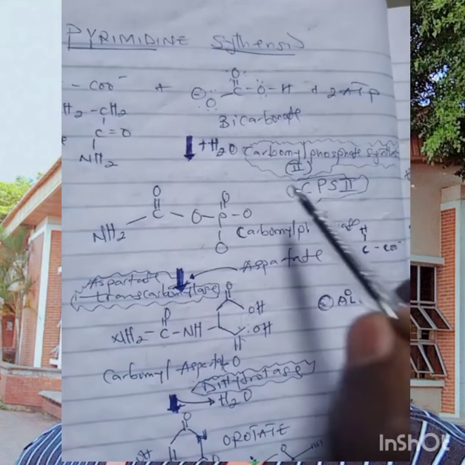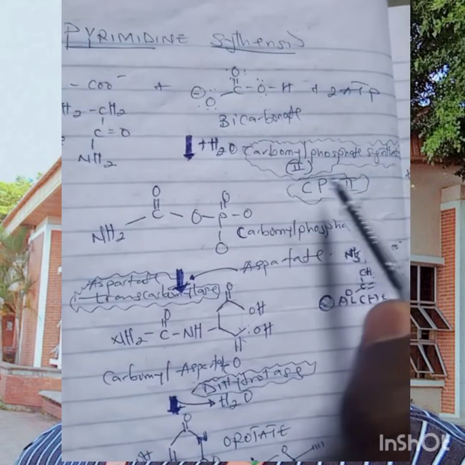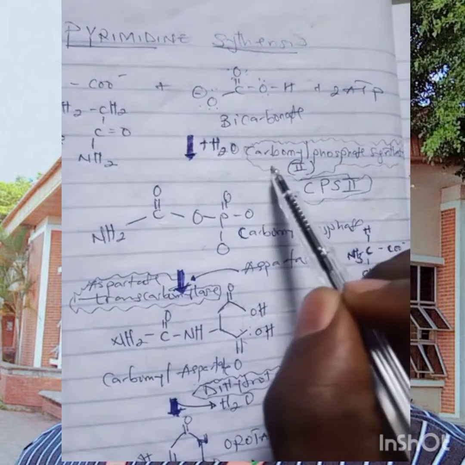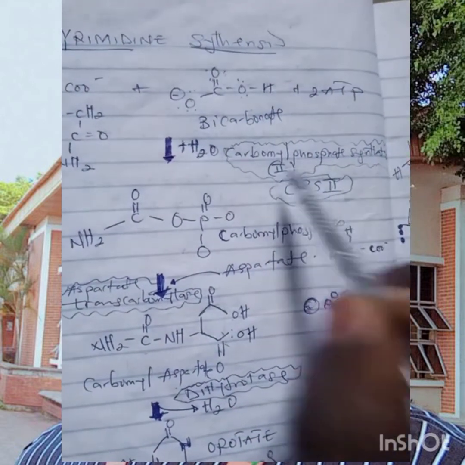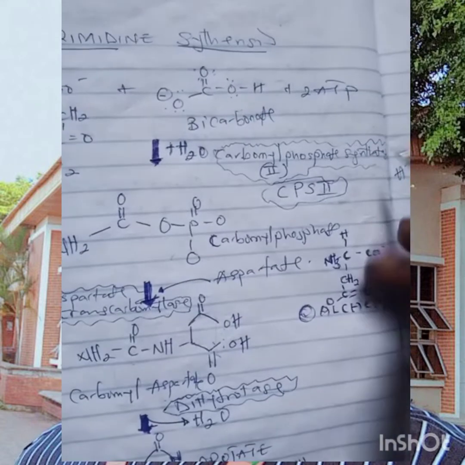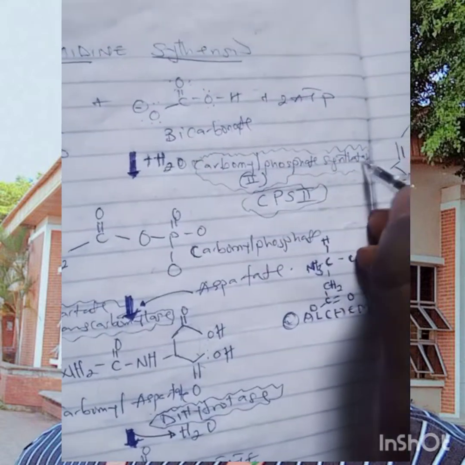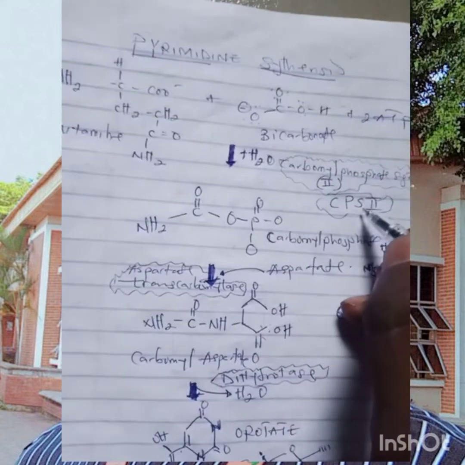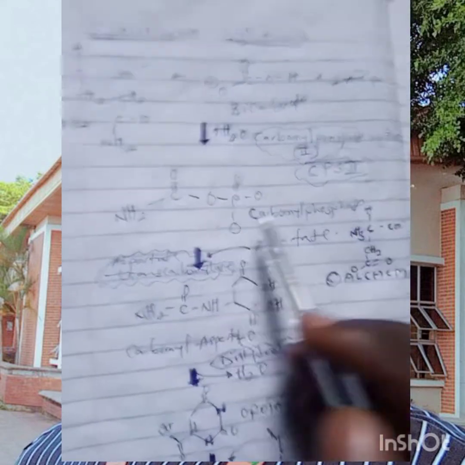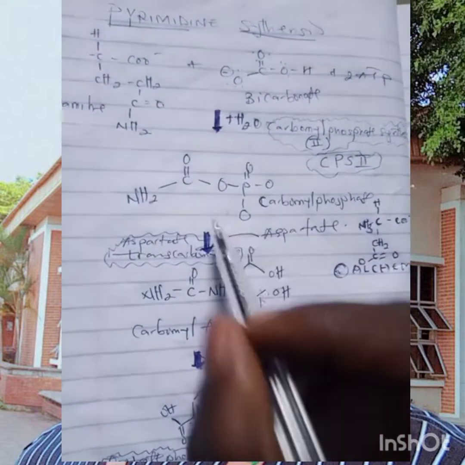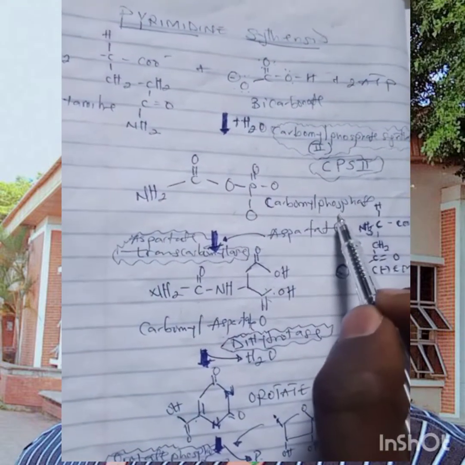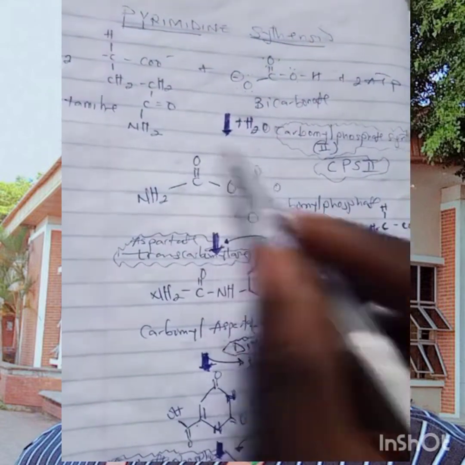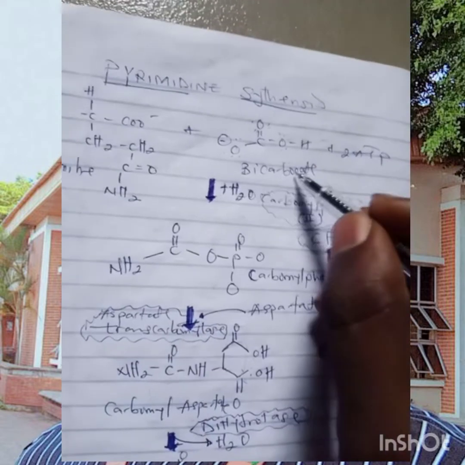I think this process should be very easy. The enzyme name is just going to tell you what exactly you need to synthesize. Definitely we are synthesizing carbonyl phosphate. You always know that your enzyme always ends with the word ase: carbonyl phosphate synthase, CPS2. Now we have our end product, which is what? The carbonyl phosphate.